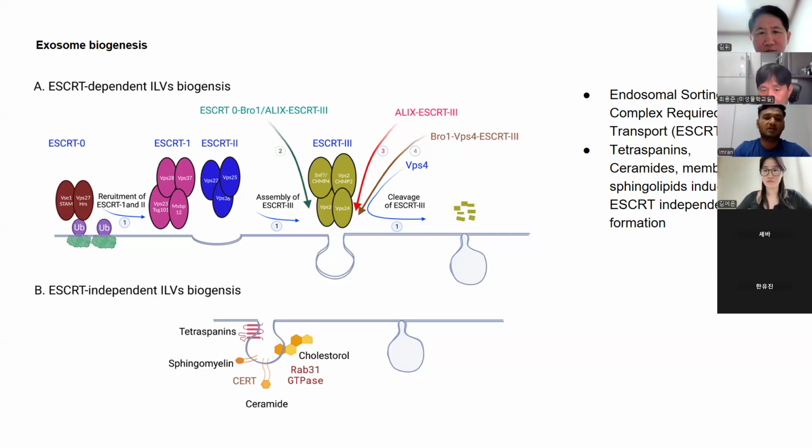There are some other pathways which can initiate ILV biogenesis independent of the ESCRT complex, namely ceramide or sphingolipids. They initiate spontaneous invagination of the membrane and finish the ILV biogenesis.